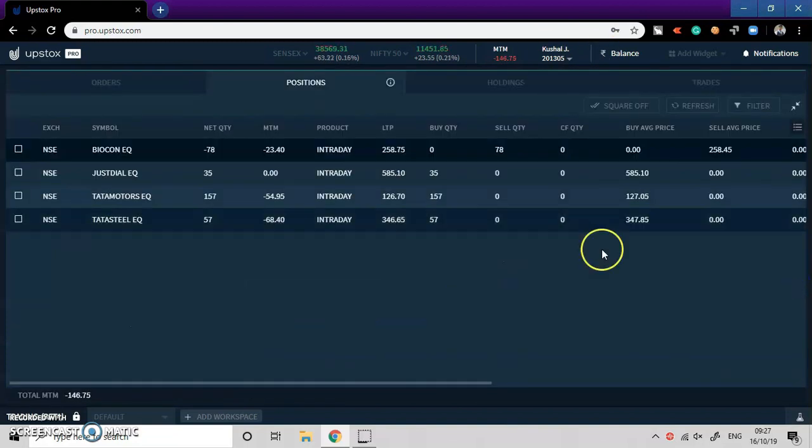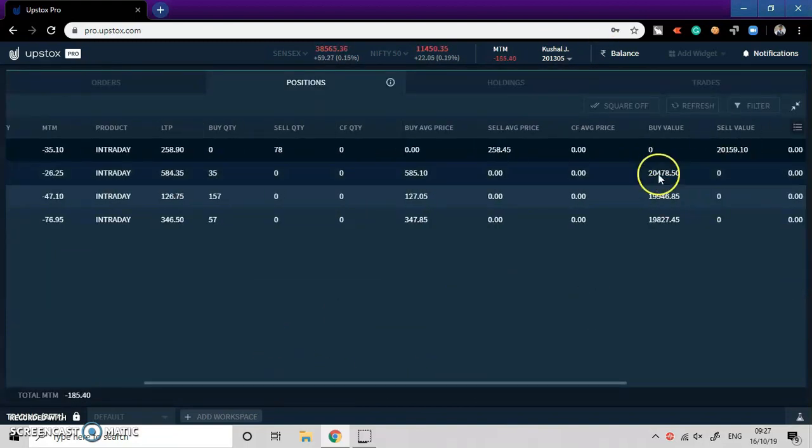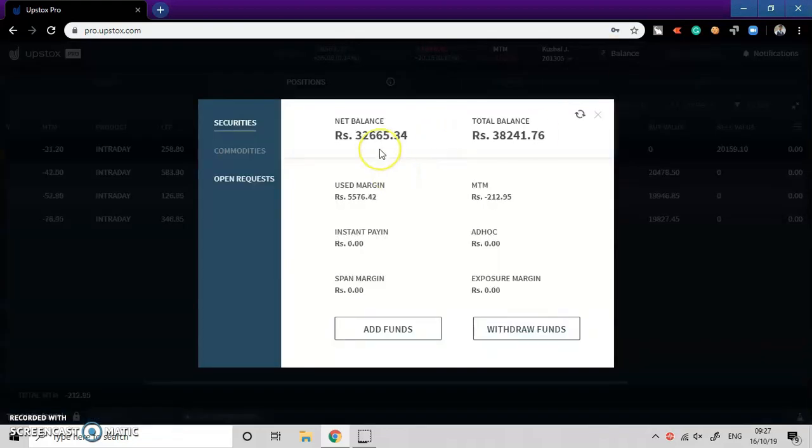You can see, 80,000 rupees worth of shares we have bought at just 5,576. The used margin is just 5,500. So roughly we got around 16 times exposure. You can see here 5576 is used.